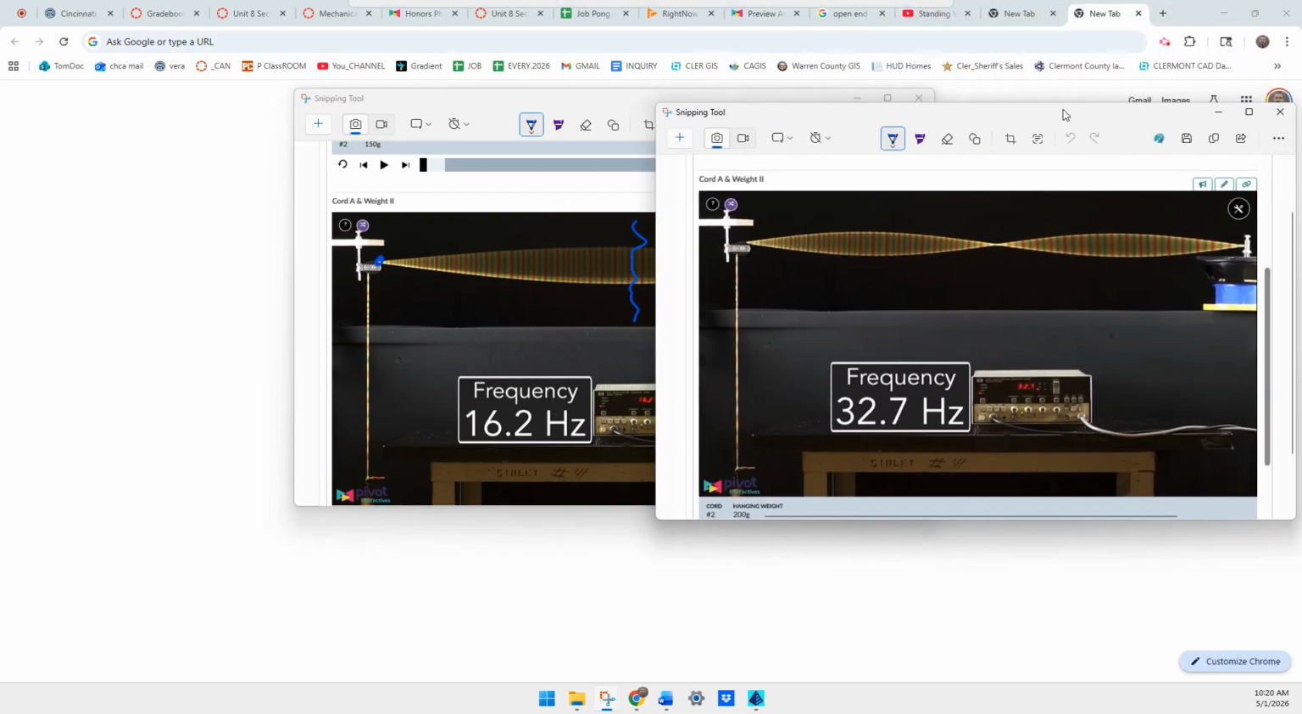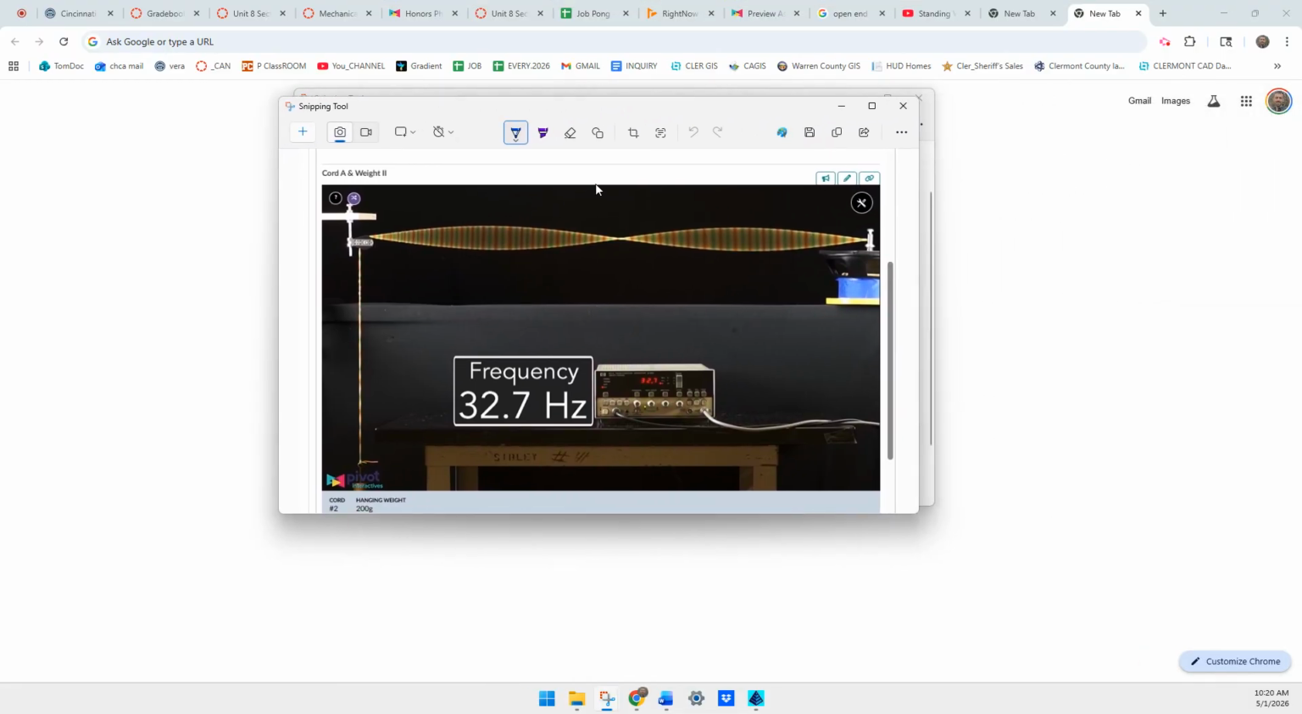If you change the frequency, here we have it, and now it is in the second harmonic. Second harmonic, and again, this is a node, this is a node, this is a node, and then these are antinodes. And this would be in the second harmonic.